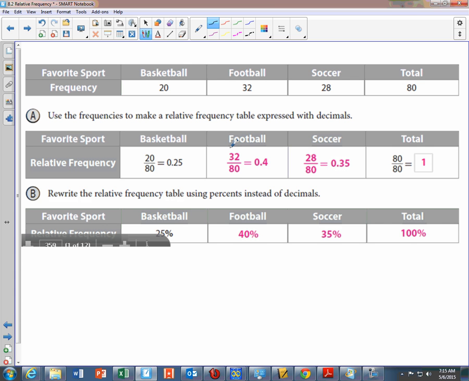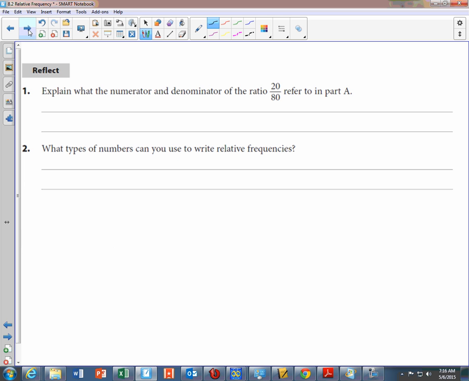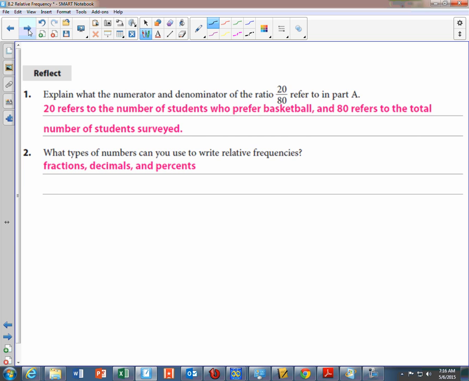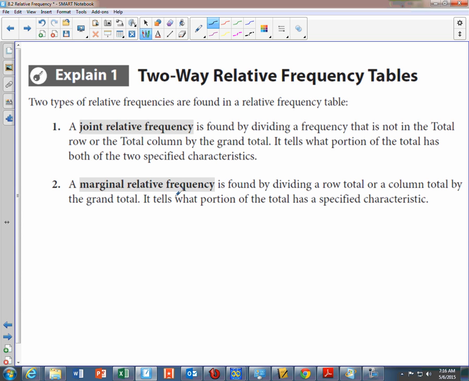Now there's 2 types of relative frequency. I'm going to go to the next page here. We're going to just go ahead and skip this reflect part for right now. The 2 types of relative frequency are called a joint relative frequency and a marginal relative frequency. The questions are going to lead you through these, so they're not too difficult.